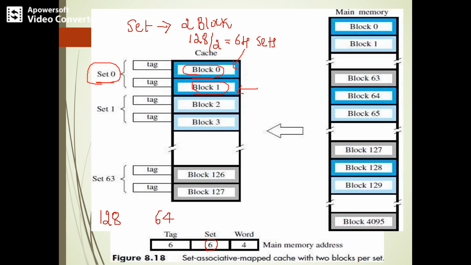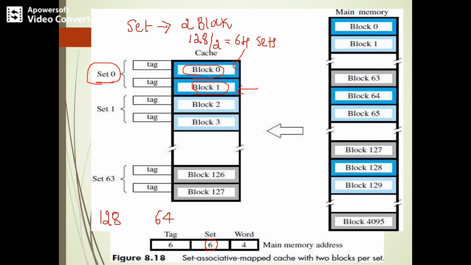But as the blocks per set are increased, the number of tags required within each set also increases, which increases the size of the associative search. The extreme case is 128 blocks per set, which corresponds to the fully associative technique. No need of a set field here because all 128 blocks are combined within a single set, whereas one block per set is the direct map method.